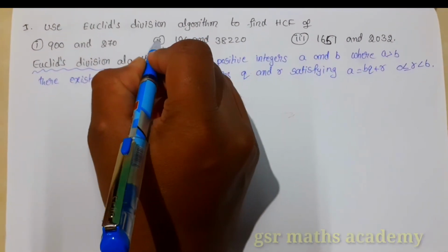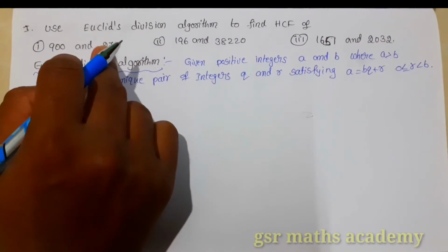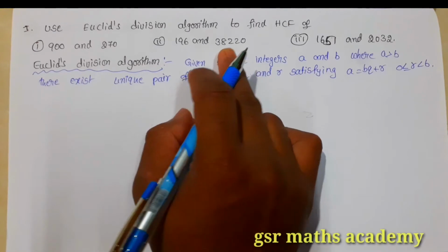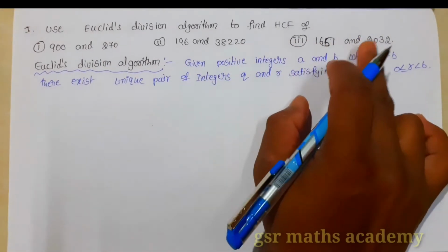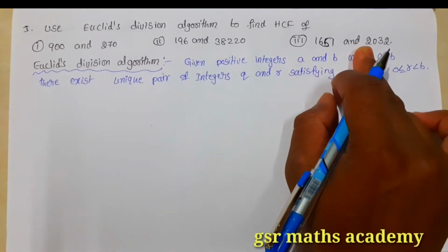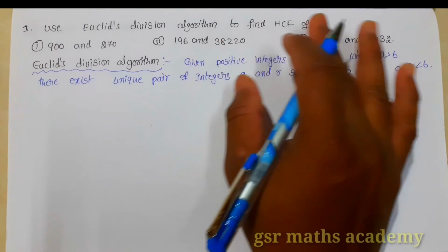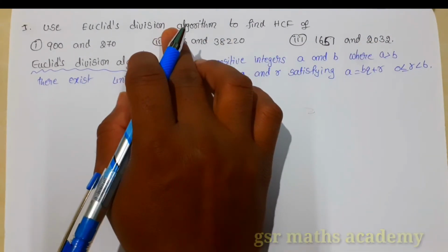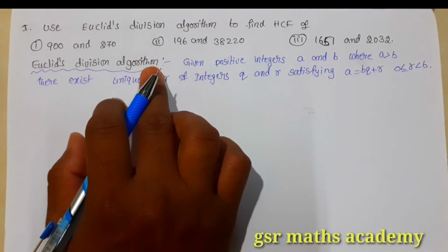Use Euclid division algorithm to find out HCF of 900 and 270, 196 and 38,220, and the third question is 1651 and 2032. We need to find out HCF of these three pairs by using a Euclid division algorithm. For that, firstly, we have to know about a Euclid division algorithm. What is Euclid division algorithm?